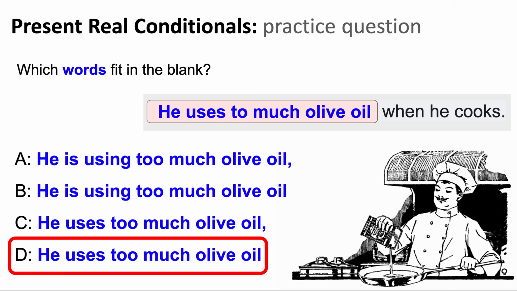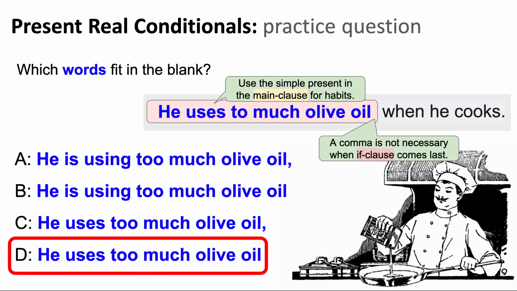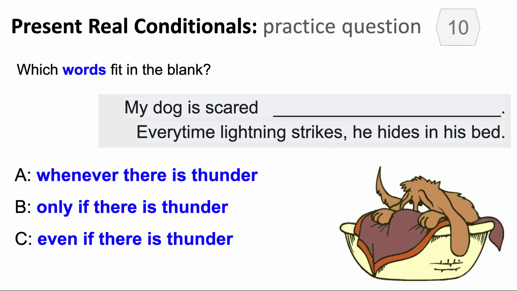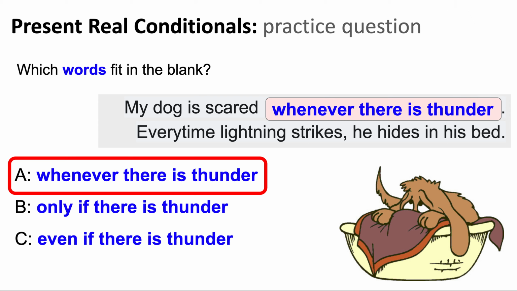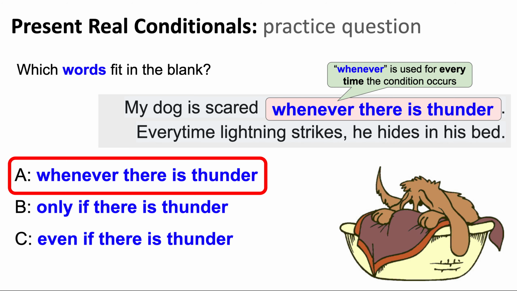Next. He uses too much olive oil when he cooks. Remember that the simple present is used in the main clause for habits. Also, a comma is not necessary when the if clause comes last. Next. My dog is scared whenever there is thunder. Every time lightning strikes, he hides in his bed. We use whenever because it's used for every time the condition occurs.